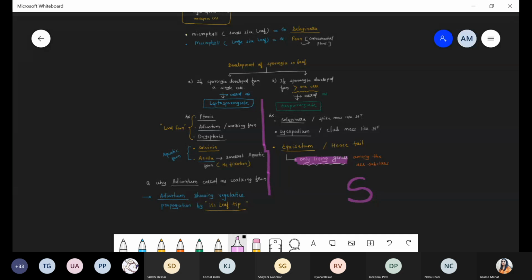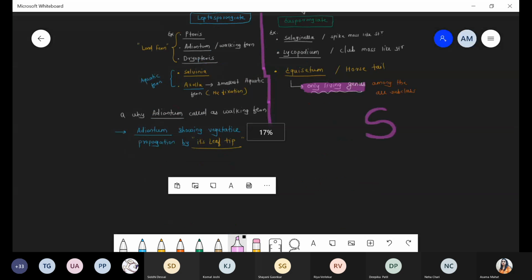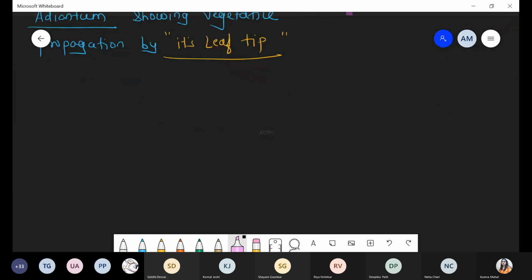Okay, so these are the fourth part, which is with respect to leaf. Yeah, this part is over. Now we are talking about the next part, number five, sporangia. Fourth part, leaf part, that is over.